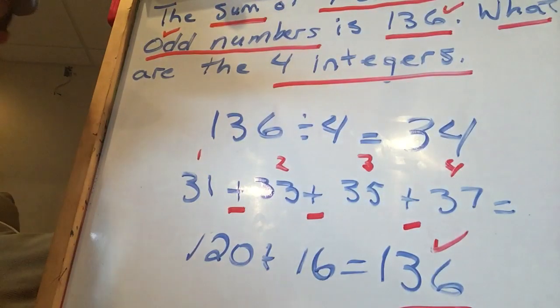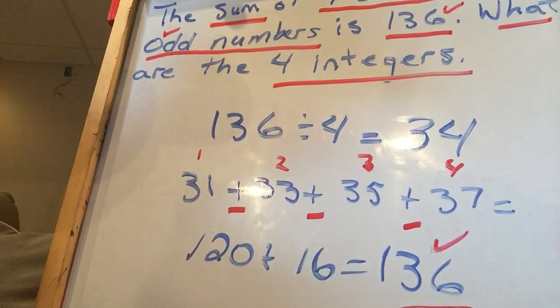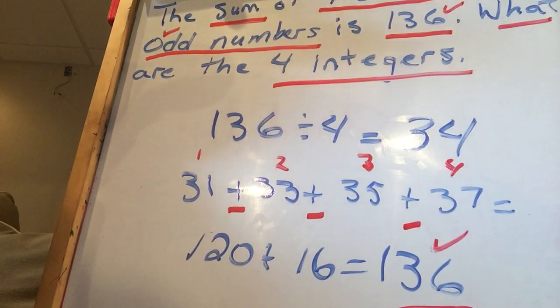I would probably put that in some form of a concluding sentence like, for the sum of 4 consecutive odd numbers to equal 136, those 4 integers would have to be 31, 33, 35, and 37. That states your answer. It shows that you understand the question, and it concludes the question.